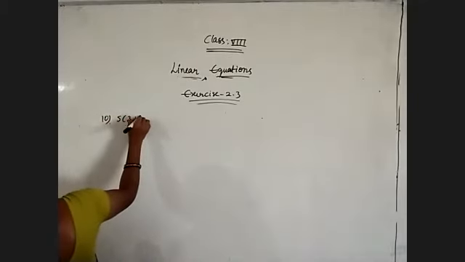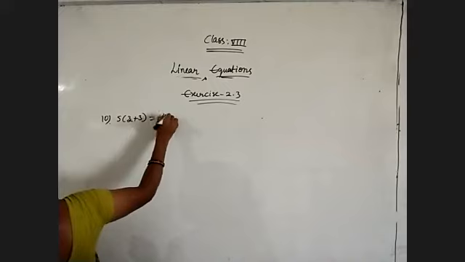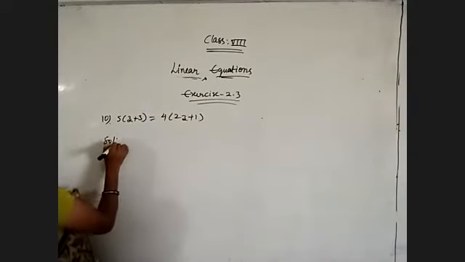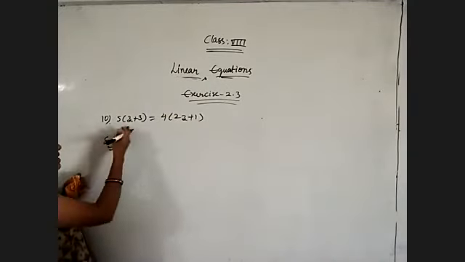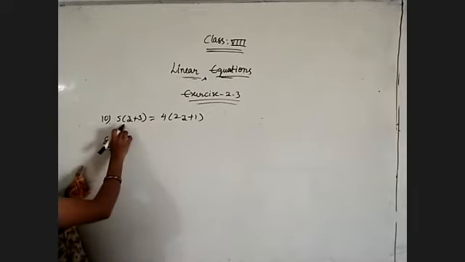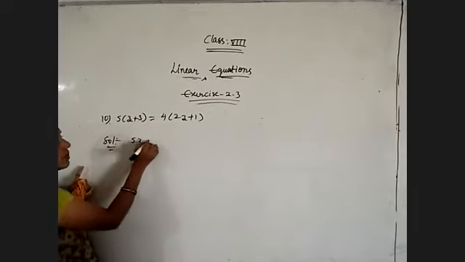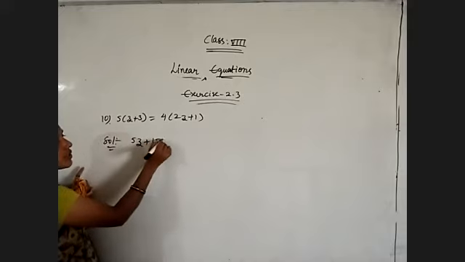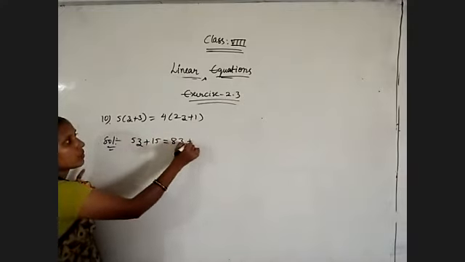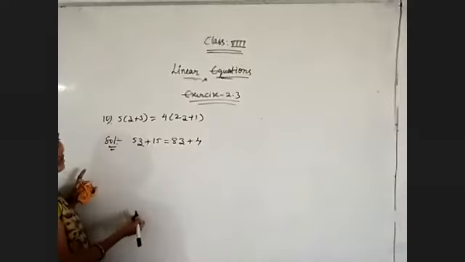5 into z plus 3 is equal to 4 into 2z plus 1. So only very simple, just multiply. First remove the brackets, afterwards simplify. 5 into z, 5z, plus 5 into 3, 15. 5 3s are 15. 4 2s are 8z. 4 1s are 4. That's all.